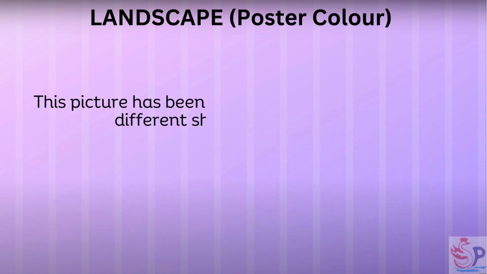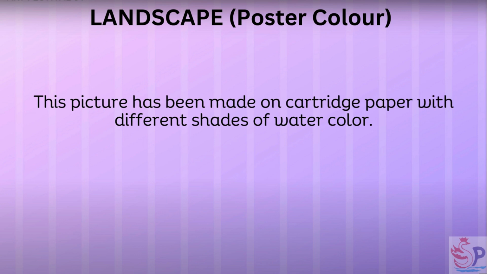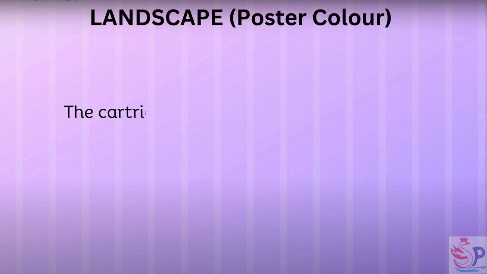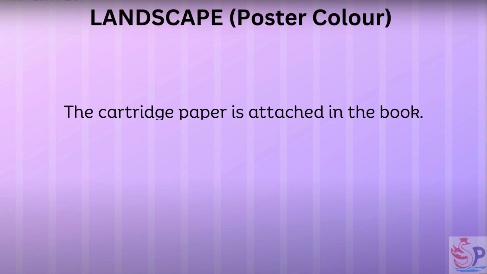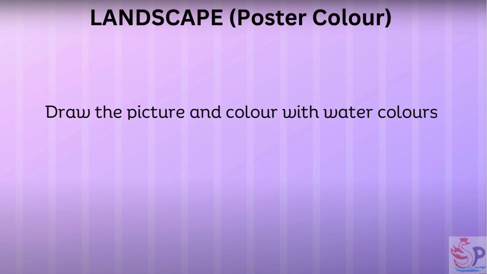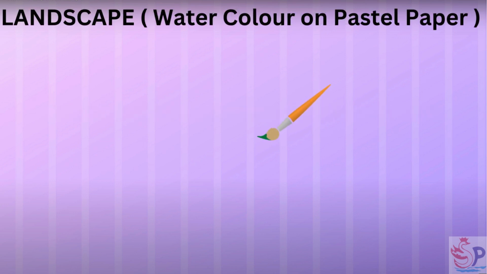Note: this picture has been made on cartridge paper with different shades of watercolor. The cartridge paper is attached in the book. Draw the picture and color with watercolors. Landscape. Watercolor on pastel paper.